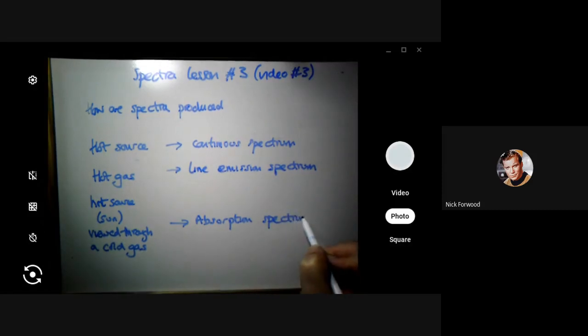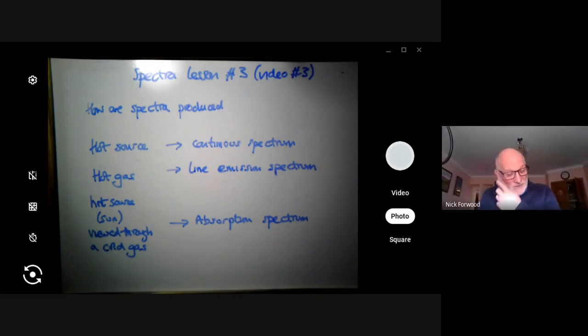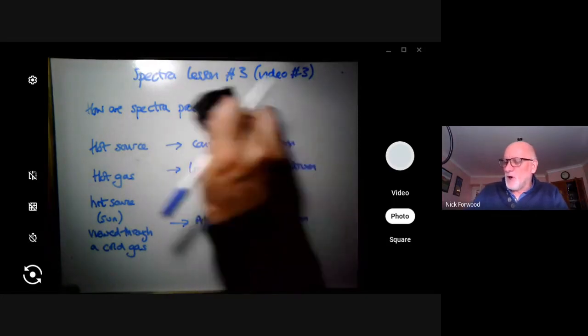And I'm going to spend just a little bit of time explaining what goes on here with this absorption spectrum and its relationship to the SQA requirements that we need to have a look at. Okay, now the first person who looked at a hot source viewed through a cold gas was somebody called Fraunhofer.